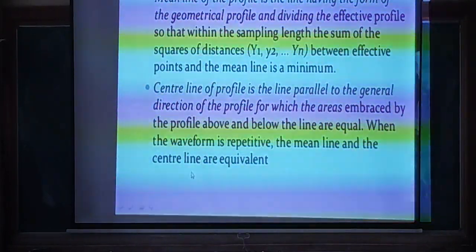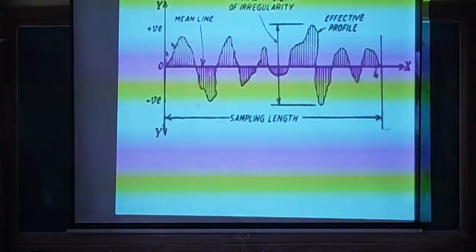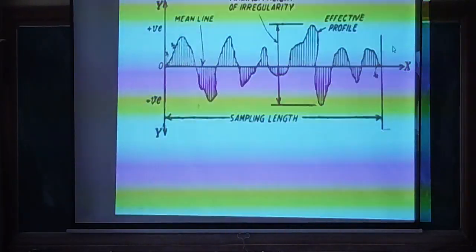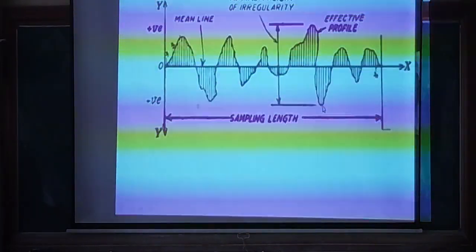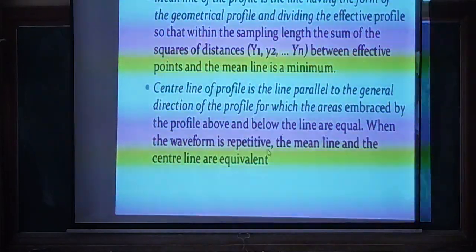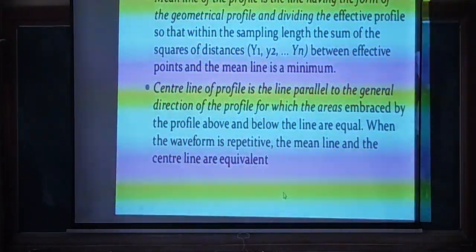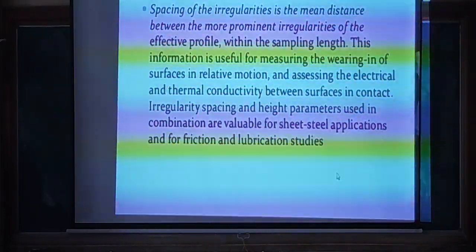The mean line and the center line are equivalent. So in this particular case, this 0 to x is the mean line, which is equivalent to the center line when the waveform is repetitive. That is very, very important here. The waveform is repetitive.